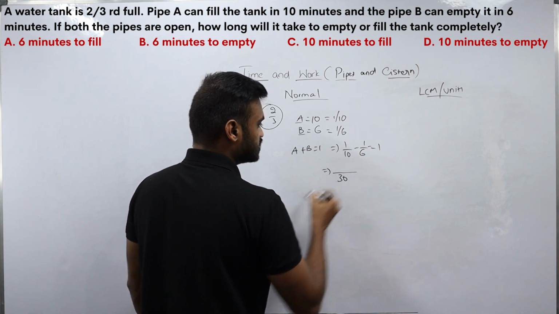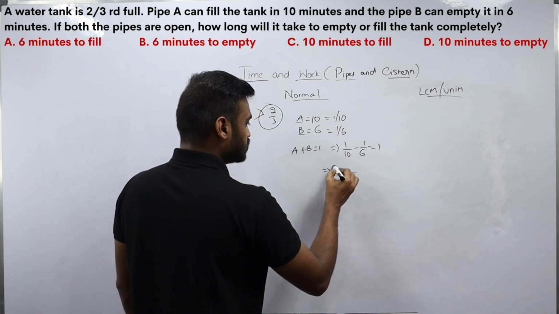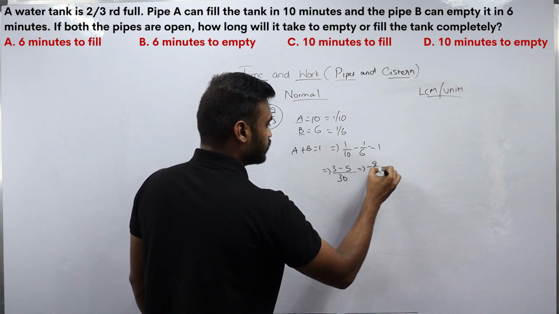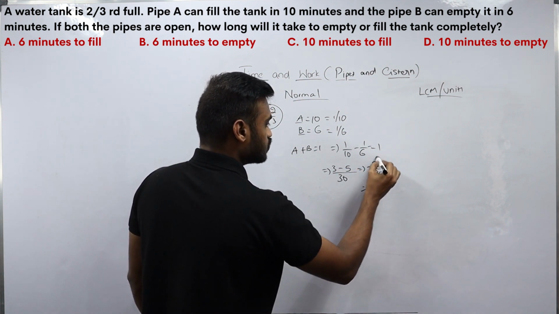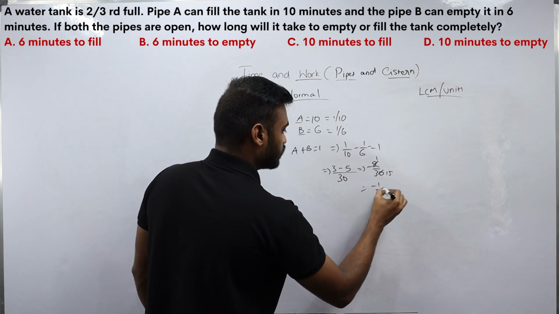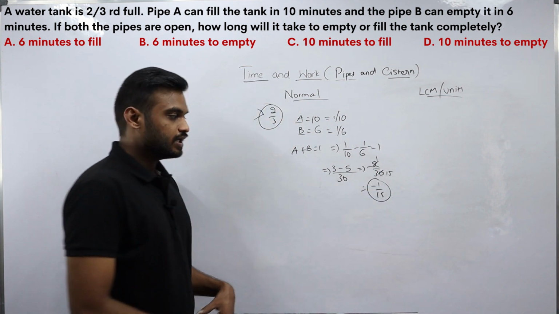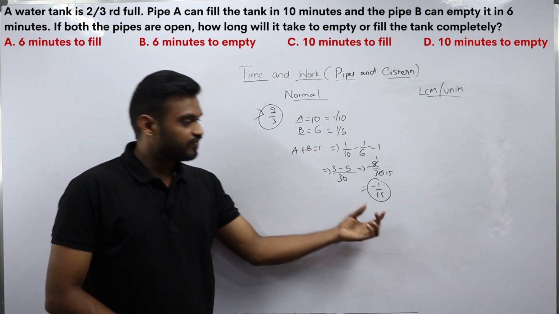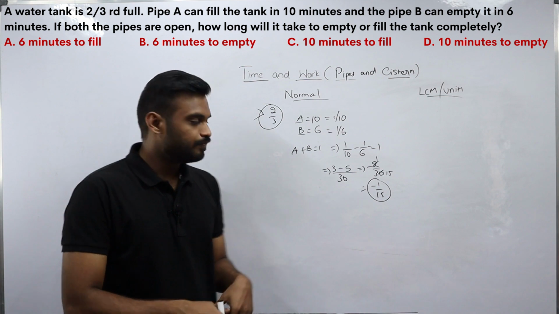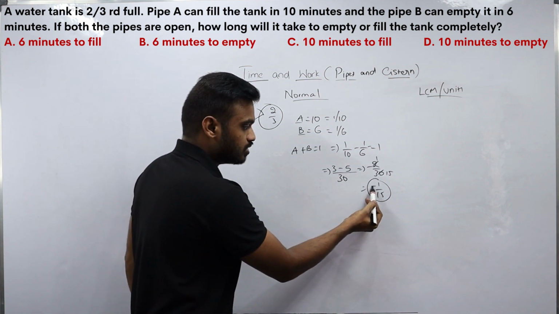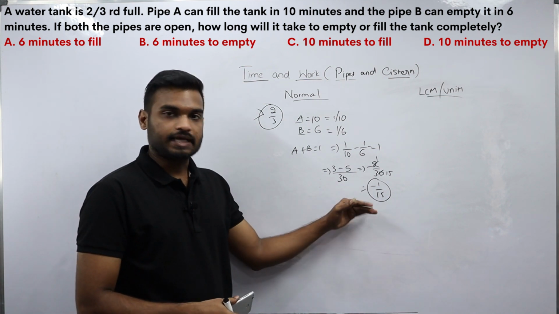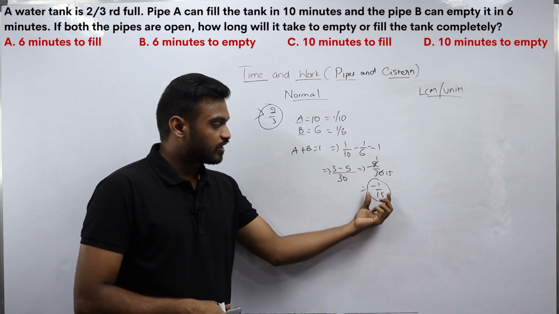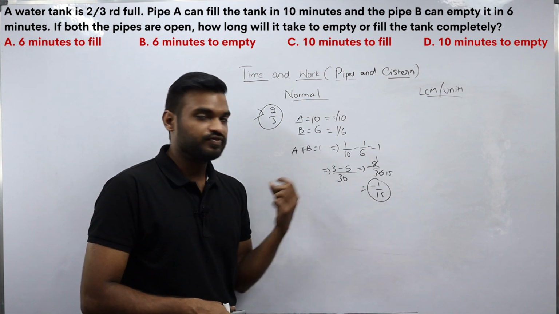Yeah, 30 units is the LCM and 1 by 10 into 30 will be 3 minus 1 by 6 into 30 will be 5. That is minus 2 by 30, that is minus 1 by 15. Here we have got a negative symbol. In the sense they both take 15 minutes to empty the tank. Okay, here we have got a negative symbol, so they can remove the entire tank in 15 minutes. Okay, that is 1 minute 1 by 15. So for the whole tank they will take 15 minutes.